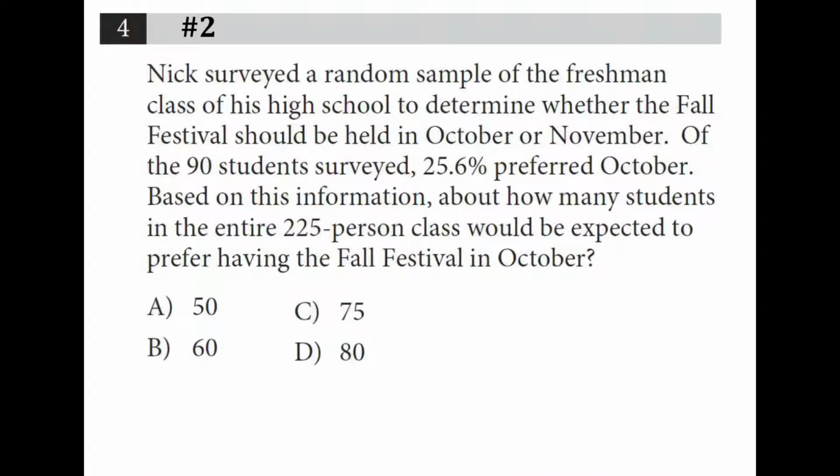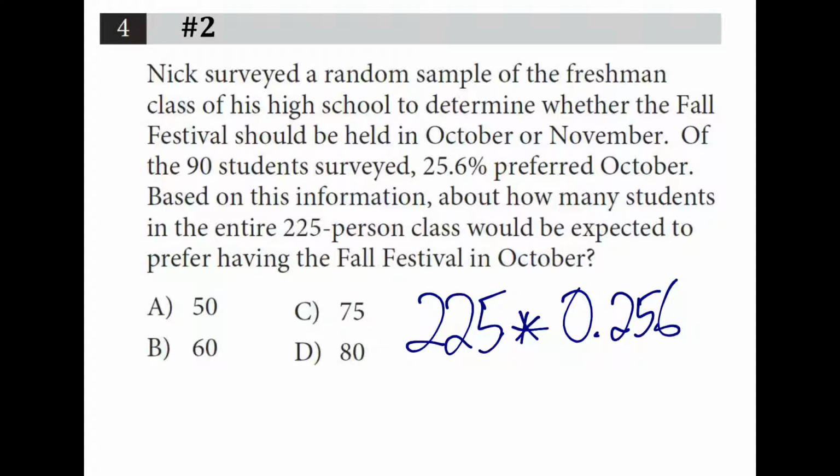Number 4. Nick surveyed a random sample of the freshman class of his high school to determine whether the fall festival should be held in October or November. Of the 90 students surveyed, 25.6 preferred October. Based on this information, about how many students in the entire 225-person class would be expected to prefer having the fall festival in October? To find the precise answer, we're going to use this 25.6%.